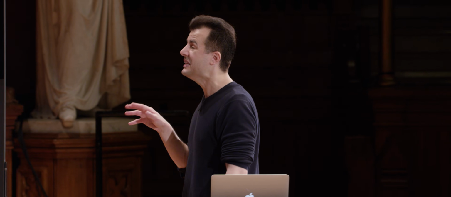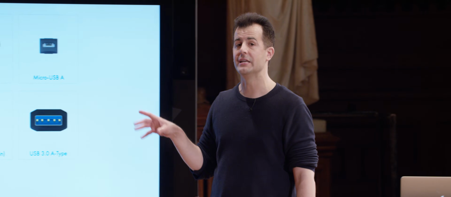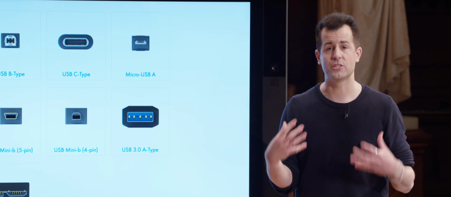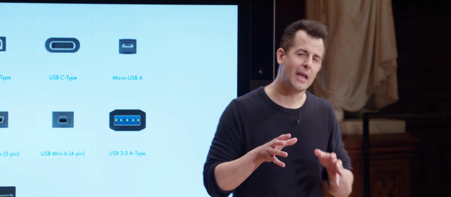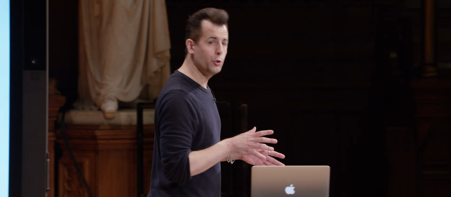Now, the USB standard itself has evolved over time. So the latest and greatest version of USB devices and connectors are actually much faster than some of the historically older devices and cables. And so it actually does matter what kind of cable you have and what device you have as to whether or not it will transfer data as fast as you might like.